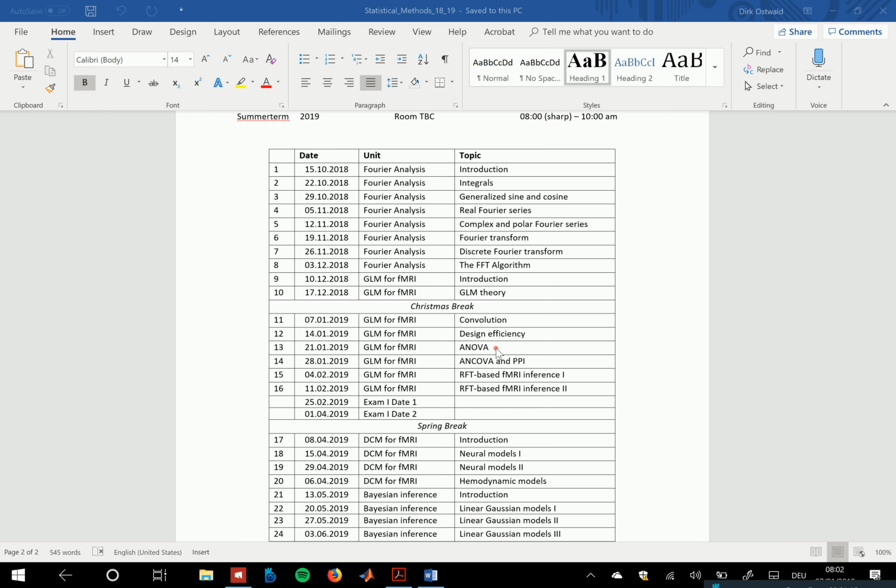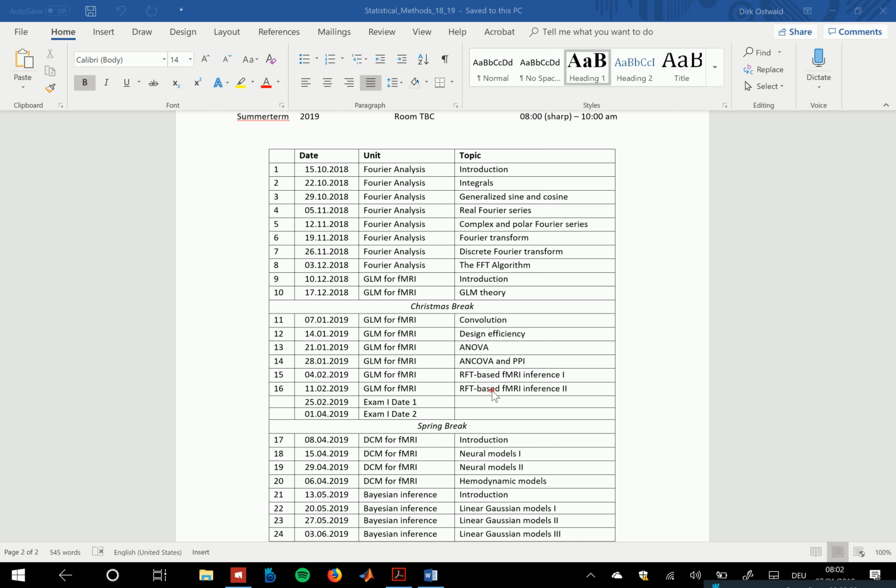Then the next chunk will be devoted to ANOVA and ANCOVA designs with the aim of talking about PPI, so psychophysiological interaction analysis, which I hope you've seen in some papers previously. And then the last bit, so there are 3 bits until the middle of February, we talk about the spatial aspects of the whole thing, how to evaluate significance essentially in fMRI research.